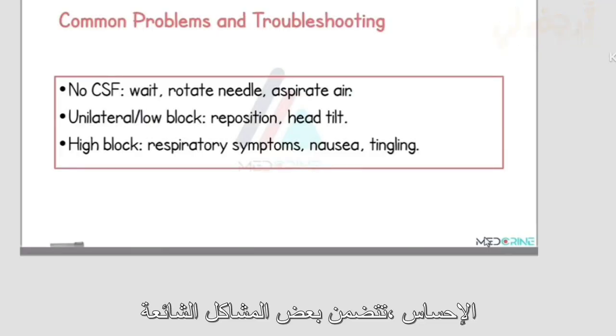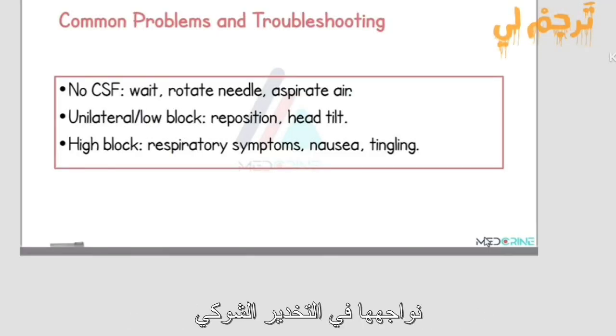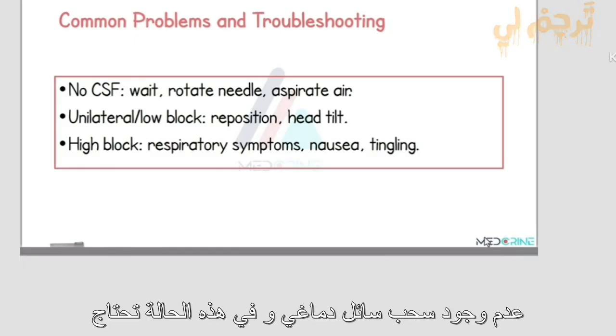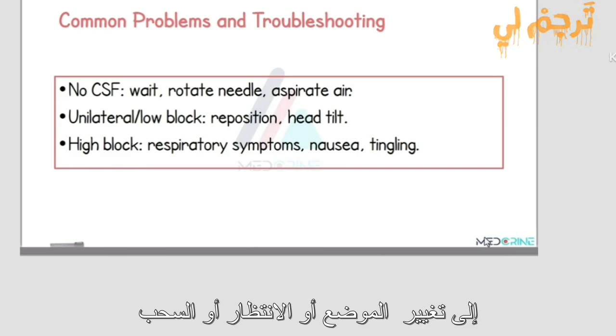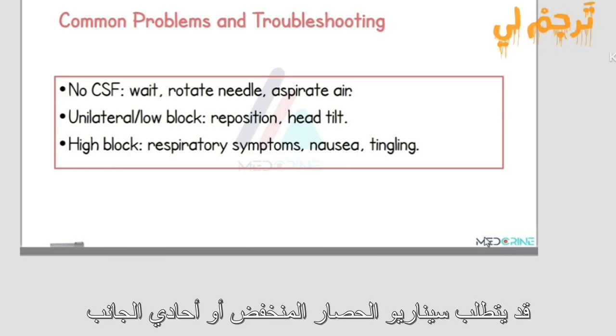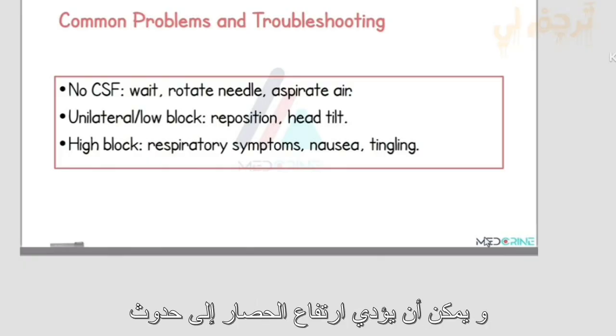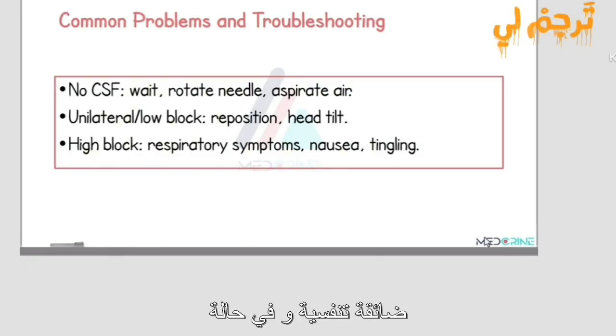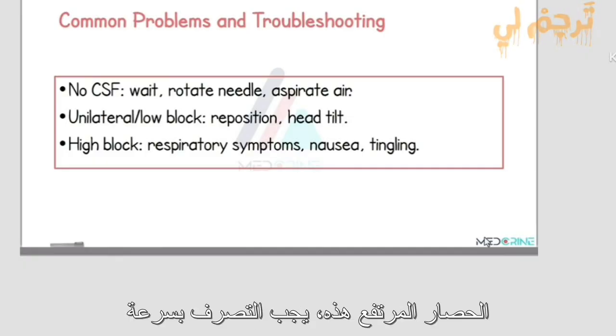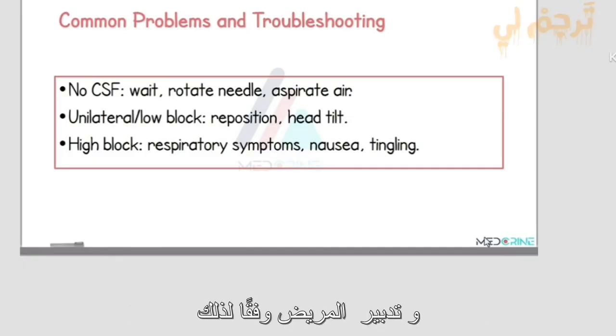Some of the common problems and troubleshooting tips that we experience in spinal anesthesia include no CSF, and in this case, you need to reposition, wait, or aspirate. A scenario of a low or one-sided block may need patient repositioning or tilting, and a high block can cause respiratory distress or tingling, and in this case of a high block, you need to act quickly and manage this patient accordingly.